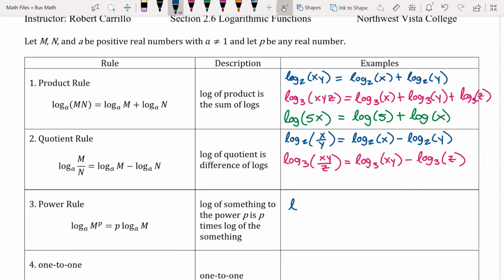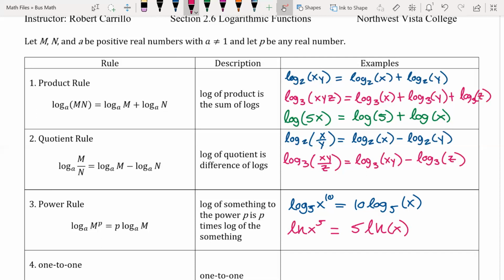So good example of that. Let's say I just had log base 5 of x to the 10th. Well, by the power rule, that 10 would come down and you'd get 10 log base 5 of x. That's it. That power comes down. Let's say I had natural log of x to the 5th. Then you'd get 5 natural log x. That's it.